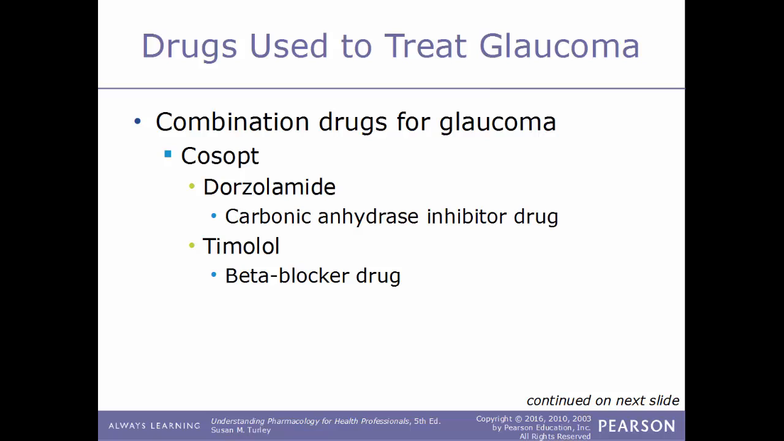And like most conditions, it's common to see drugs that are used in combination with one another. So when it comes to combination drugs for glaucoma, the drug Cosopt is a combination of dorzolamide, which is a carbonic anhydrase inhibitor drug, and also timolol, which is a beta blocker drug.